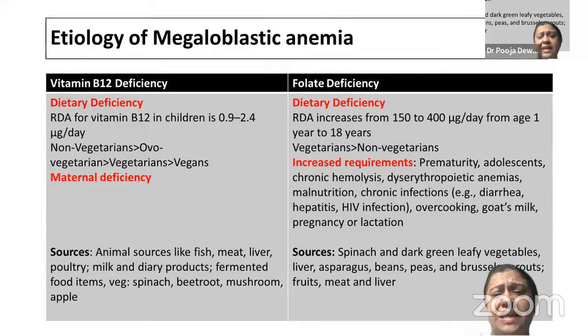In certain conditions like prematurity, growing children, that is adolescents, when there is a growth spurt, if patients have hemolytic anemias, there is a dyserythropoiesis, patients are malnourished, there are chronic infections like HIV or hepatitis, overcooking of food items, children on predominantly goat's milk, and women who are pregnant and lactating. These all have increased requirements of folic acid, hence they are prone to deficiency.